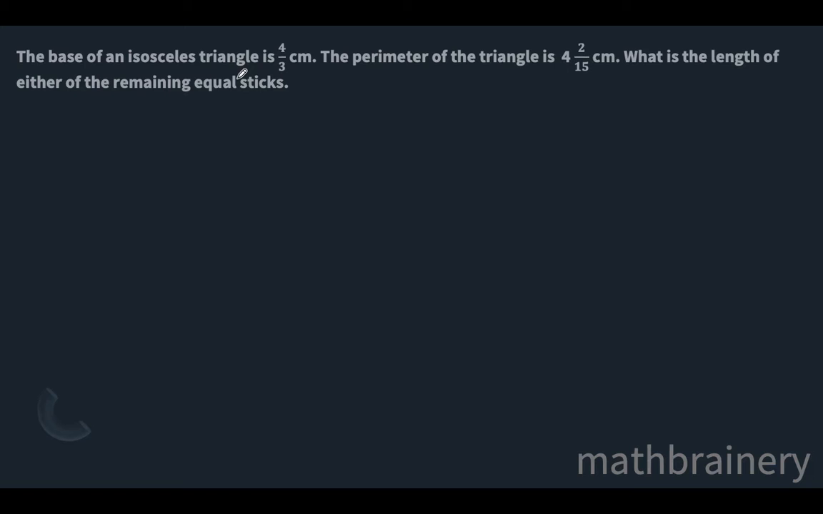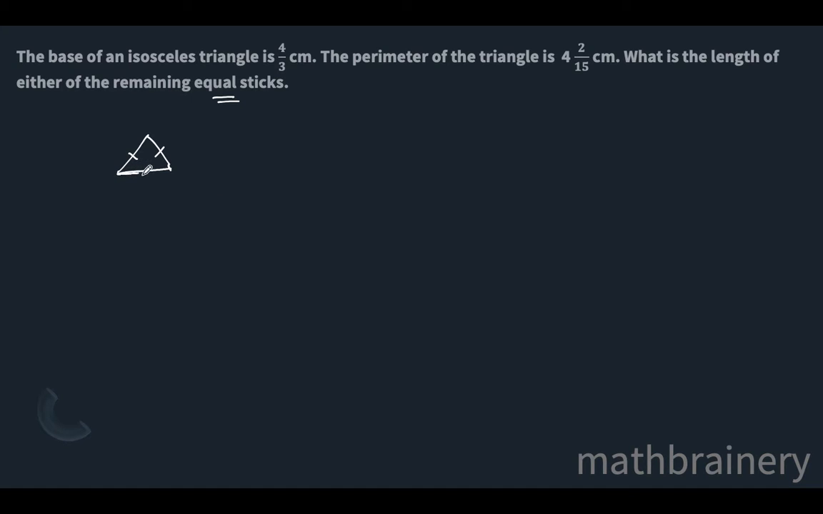The base of an isosceles triangle is 4 by 3 centimeters. The perimeter of the triangle is 4 2 by 15 centimeters. What is the length of either of the remaining equal sides? So now what is given? There is an isosceles triangle. What is an isosceles triangle? A triangle where two sides are equal is called an isosceles triangle.